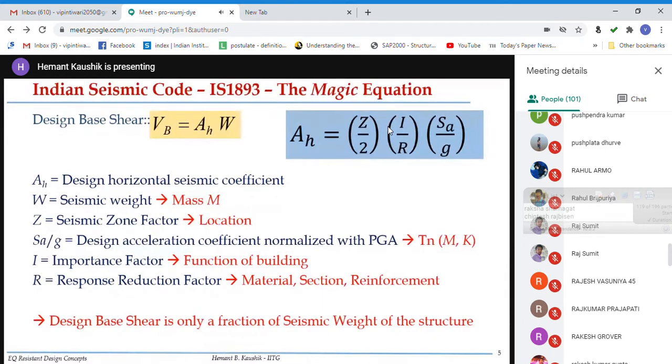So this IS 1893, we have this equation, this method, which gives you the design base shear. Now you may ask, what is the design base shear? See, the earthquakes are nothing but the release of energy, and this energy is released in terms of different seismic waves. So when these waves arrive at the structure, at different regions which are far off from the epicenter or maybe near the epicenter, they impart this energy to the structure.